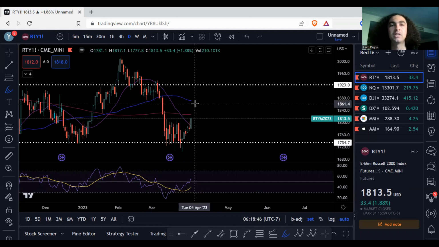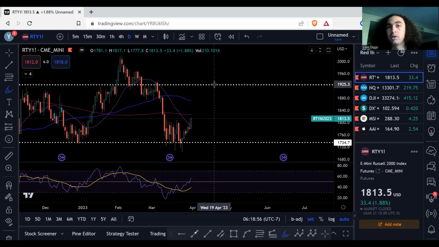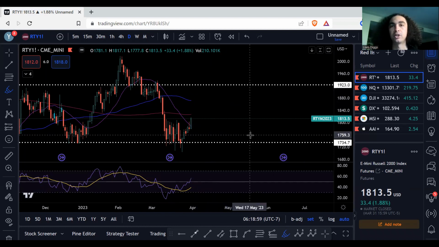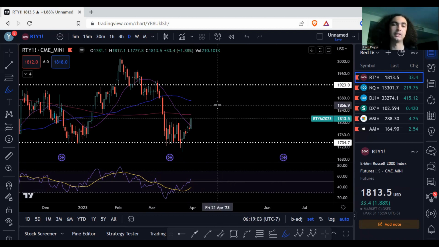So I do expect a little bit more upside. I do expect this move to top out at about 1864, maybe even all the way up to about 1891. We could even get a move all the way back up to the top of our channel at 1923. I really don't know, but I do think we get a little bit more upside at least.